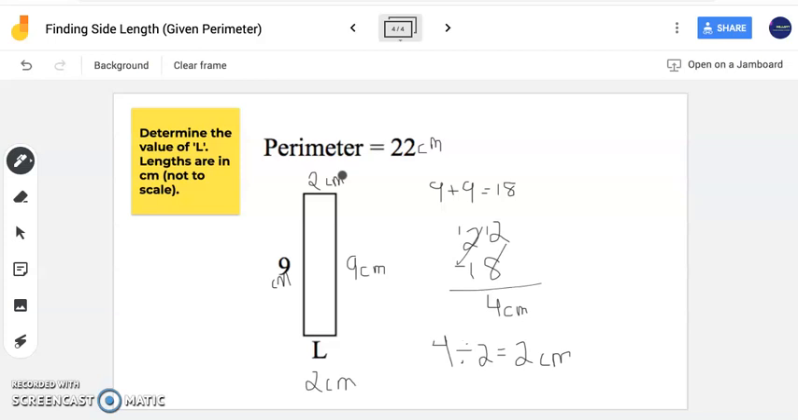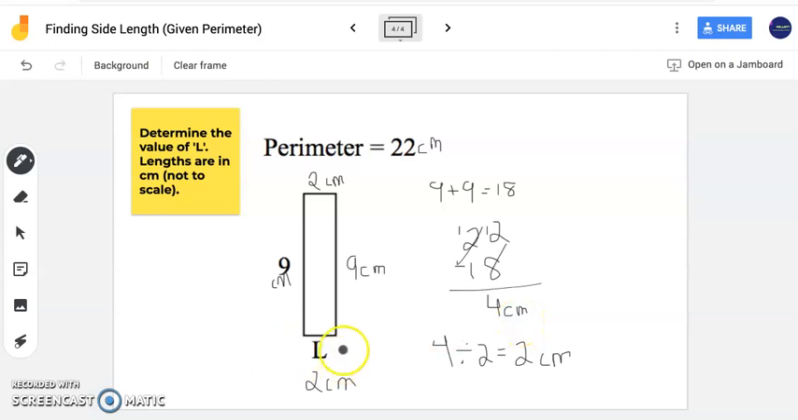Now during today's activities, you're going to be doing problems just like this. I recommend you redraw every rectangle in your notebook and identify the lengths that are given to you first. Label what you can before you solve. That will help you find that missing value. Notice here I labeled 9 centimeters right away. Then I was able to add those two numbers together and do 22 minus 18, leaving me with 4 centimeters.